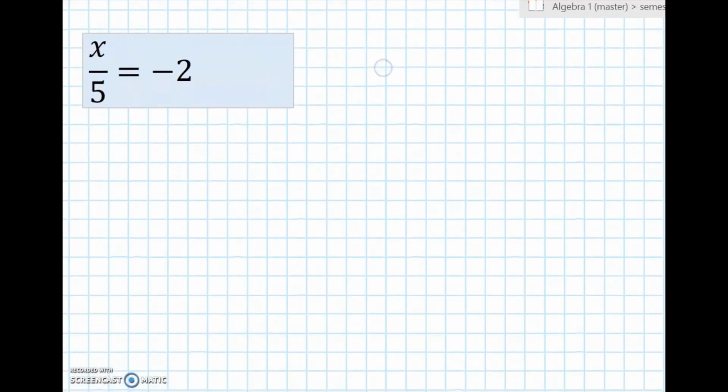Next one, again another one-step. Some number divided by 5 equals -2, and you could reason that out mentally, but if you're not sure, undo the division by multiplying both sides of the equation by 5. 5 divided by 5 is 1x, and 5 times -2 is -10.